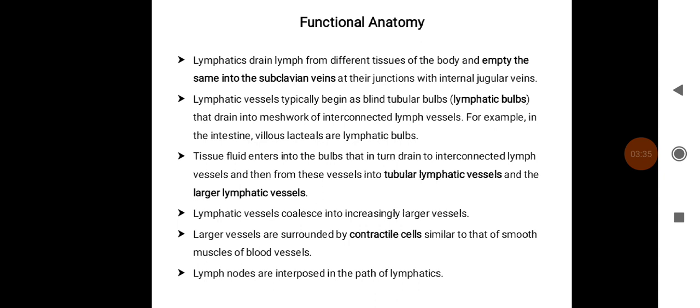Tissue fluid enters into the bulbs that in turn drain into interconnected lymph vessels and then from these vessels into tubular lymphatic vessels and the larger lymphatic vessels. Lymphatic vessels coalesce into increasingly larger vessels. Larger vessels are surrounded by contractile cells similar to that of smooth muscles in the blood vessels. Lymph nodes are interposed in the path of lymphatics.